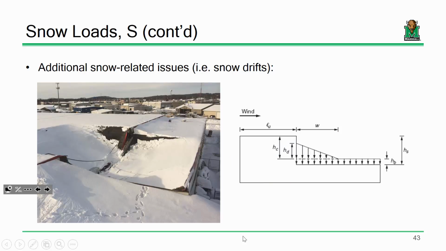The only other issues that are worth addressing are things like snow drifts. Snow drifts is when wind starts to accumulate snow along a given geometrical barrier on the roof, things like the parapet or the screen walls around the mechanical equipment on the roof. So what can end up happening is you can have bunched up snow, so you can kind of see that right there, and you can have a triangular load.